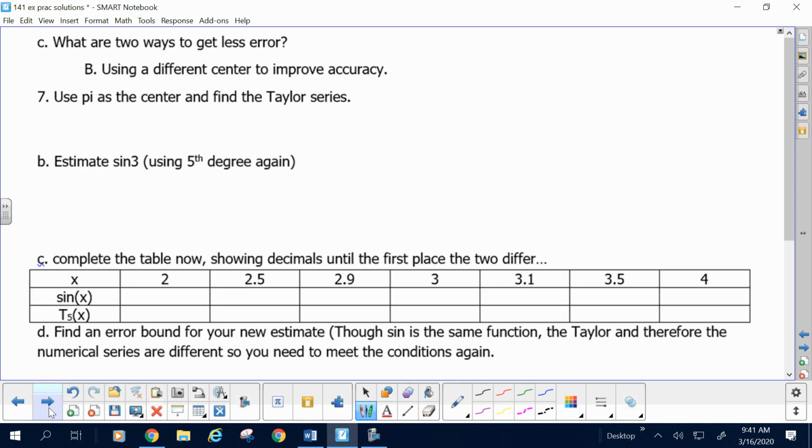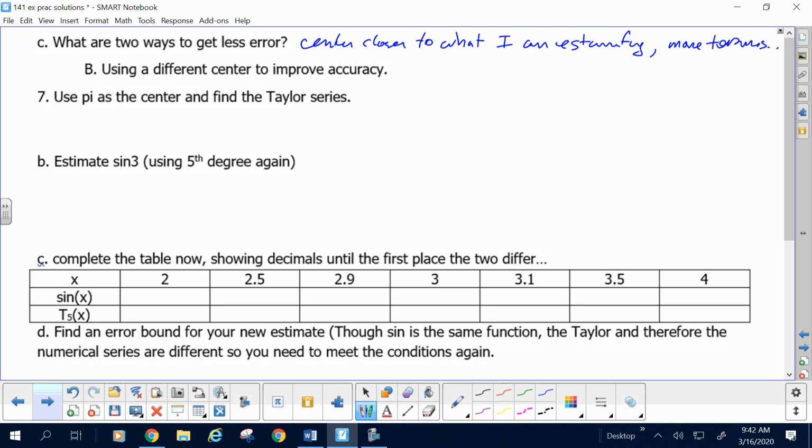Let's say then how we wanted to get less error. Well, there are two ways to get less error. I can choose a center closer to what I want to estimate, and that would help. Or I could use more terms. Instead of stopping at the 5th degree, I could keep going and I would get a better estimate that way.